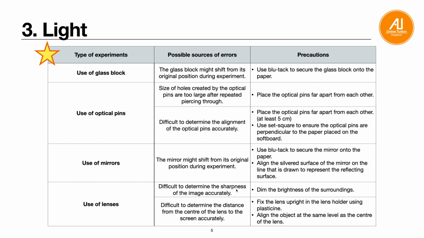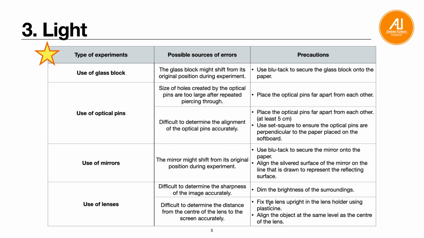So to solve this issue, you can dim the surrounding brightness. Usually you switch off the light in the laboratory. Or it may be difficult to determine the distance from the center of the lens to the screen accurately. Okay, so you try to measure the image distance.